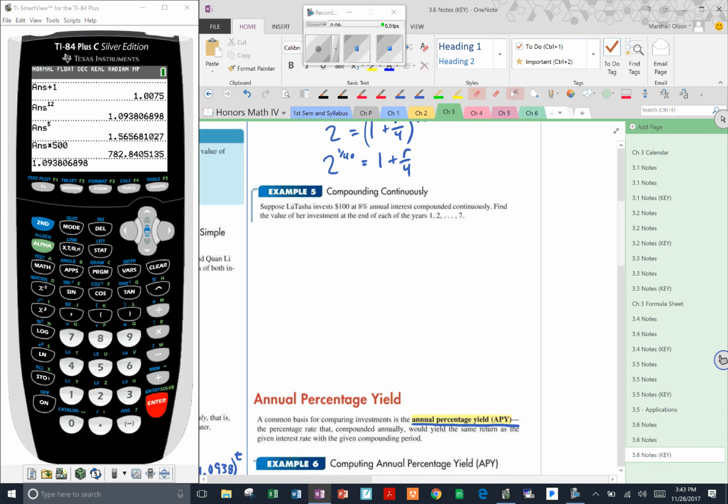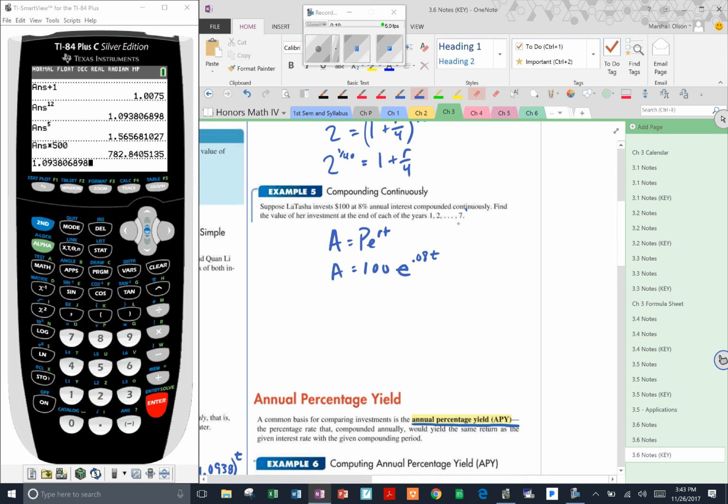We have a compounded continuously problem here. It asks us to find a whole bunch of values, which would probably be best to just put in your calculator and get the values from your table, but you've got to come up with the model anyway. So here's the start. We know it's continuous, so we have to start with Pert. She's going to invest $100 at 8% interest. So we have 0.08, and it says find the value of her investment at the end of each of these years. So we put a t here, we put this in our calculator, and then just get the values off our table for 1 through 7.